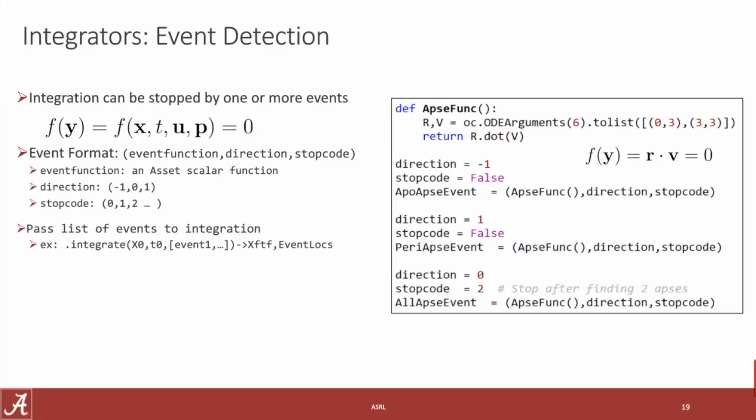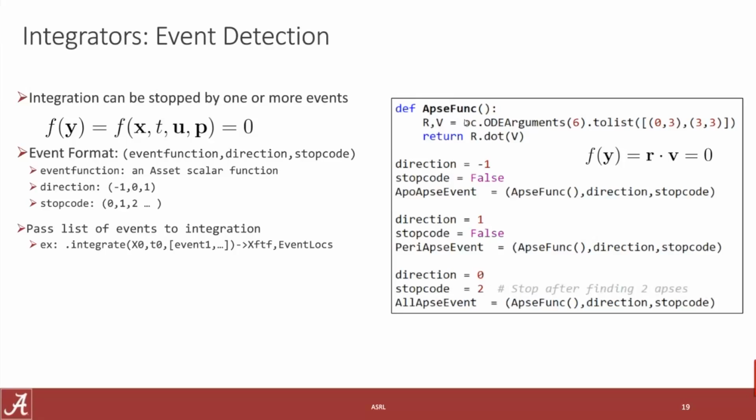regardless of direction. The final component of setting up an event detection is a stop code. Do you want integration to stop when this happens? Then stop code is true. If you want it to continue on but just flag it, it's false. Or if you have some number of times you want this event to trigger and then it stops, you can put an integer number.